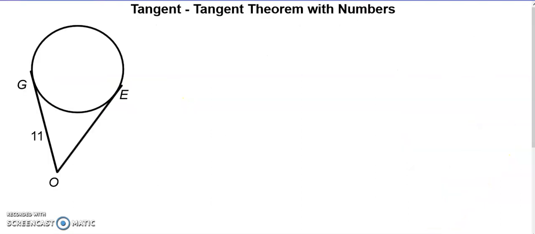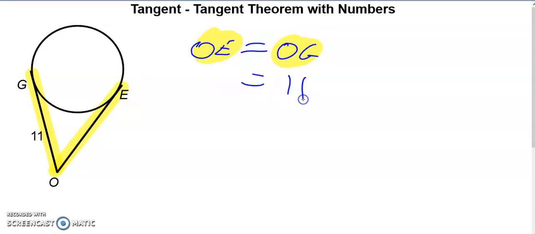So what it looks like if I give you numbers: I have a tangent segment right here. It goes from O to G. It touches the circle once. This segment goes again from O to E. It touches the same circle once. We know yellow and yellow have to be equal to each other. So the length of segment OE is going to equal the length of segment OG. And if OG is 11, that means OE has to be 11 as well. Boom.